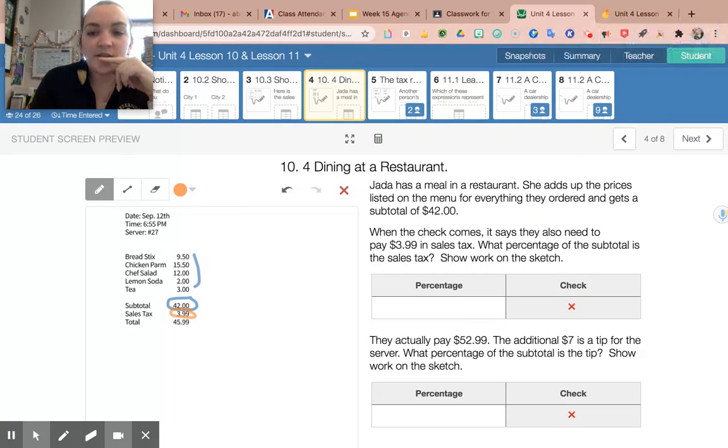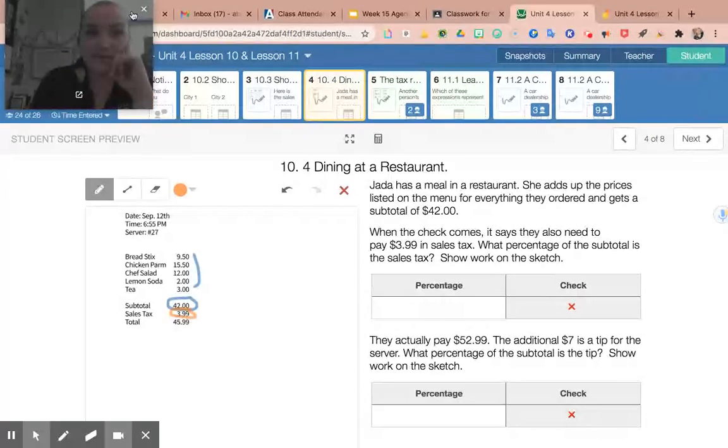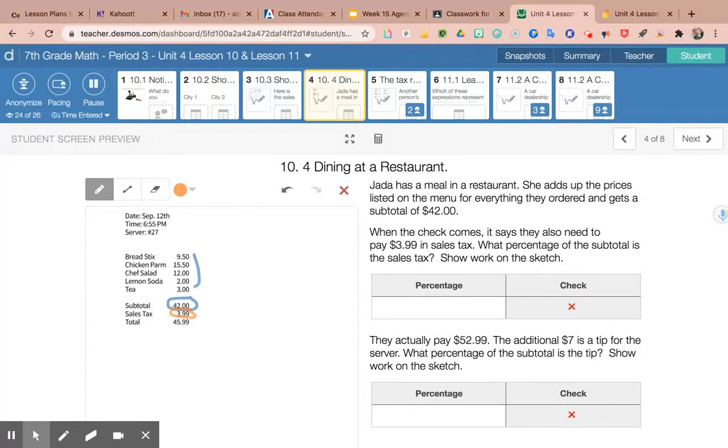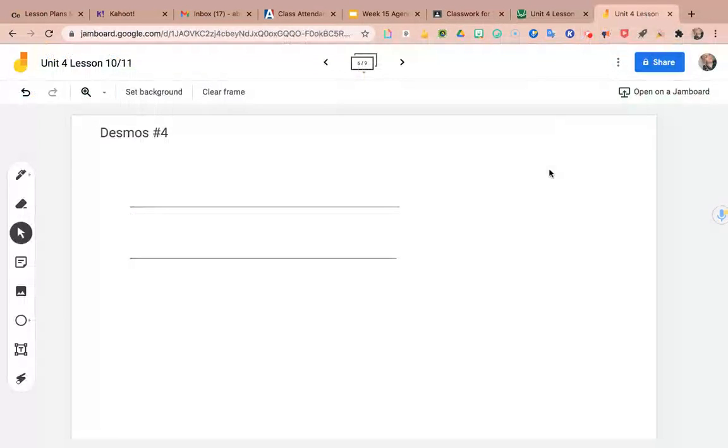What percentage of the subtotal is the sales tax? So I'm trying to find a percent. I'm going to show you 2 ways that you can do this. So the first is with the number line. So I'm going to go over here to my number line that I've just created.